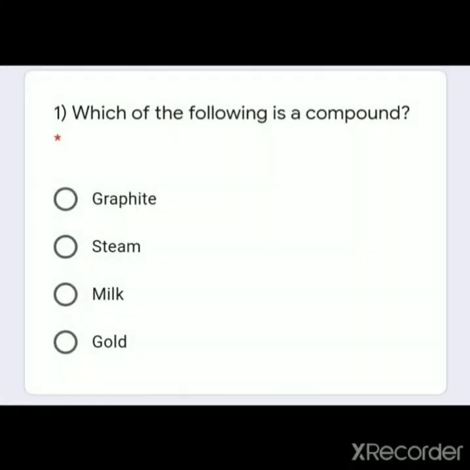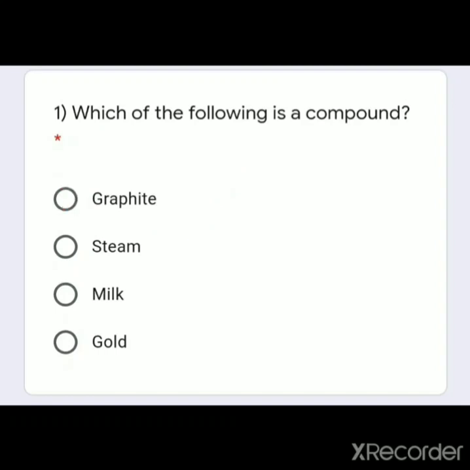Which of the following is a compound? First question: which of the following is a compound? Here the options given are graphite, steam, milk, gold. First of all, let us check the option graphite. Graphite is a form of carbon. As you have learned in the previous classes, graphite and diamond are forms of carbon. So carbon cannot be considered a compound. So this is a wrong option.